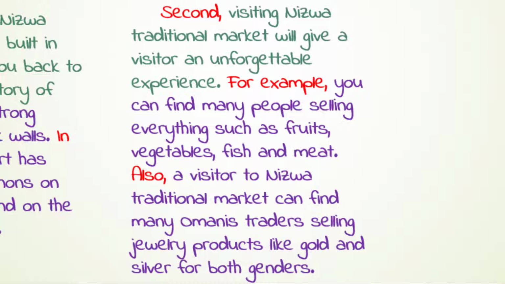Then body paragraph 2. Second, for example, also all these are written in red, they are linking words. And we have the topic sentence, which is written in green. Visiting Nizwa traditional markets will give a visitor an unforgettable experience. For example, you can find many people selling everything such as fruits, vegetables, fish, and meat. Also, we are adding new information. A visitor to Nizwa traditional markets can find many Omani traders selling jewelry products like gold and silver for both genders. So this is body paragraph 2, which is about traditional markets.